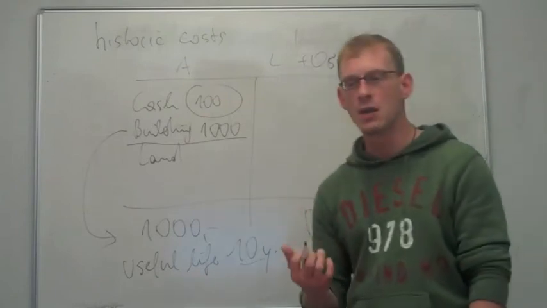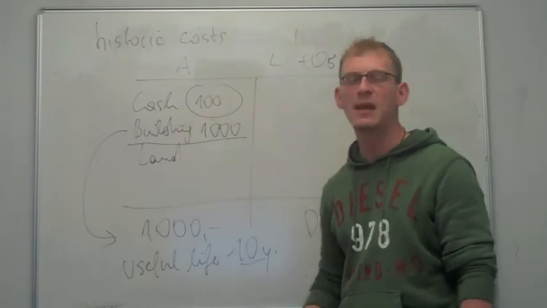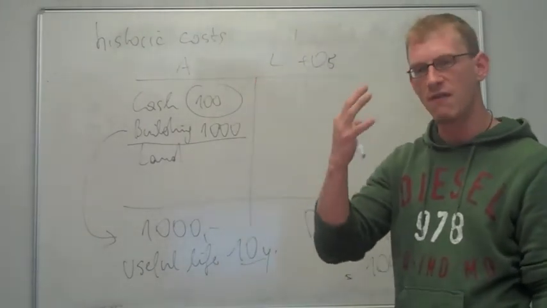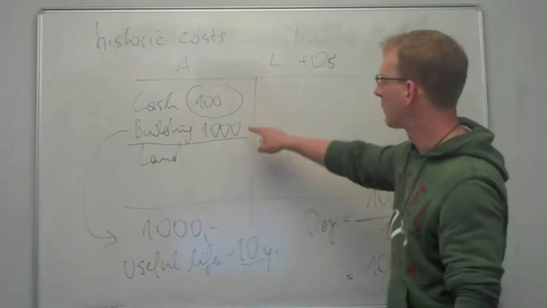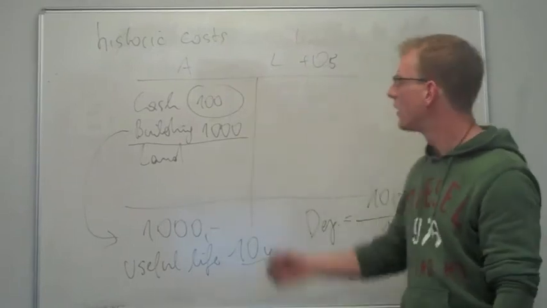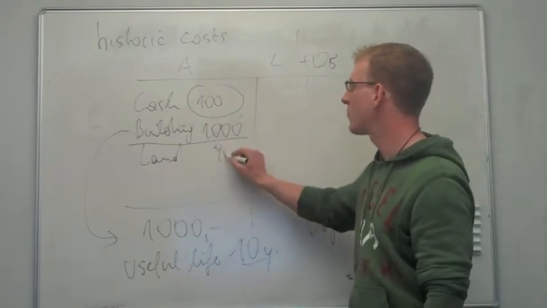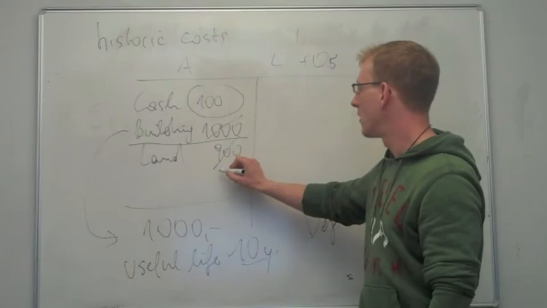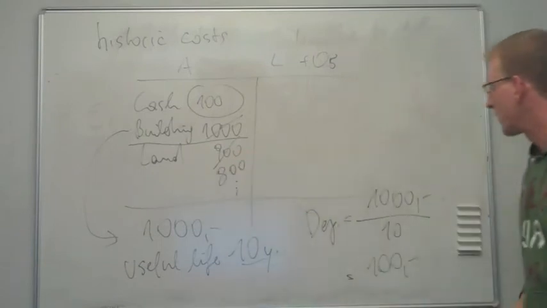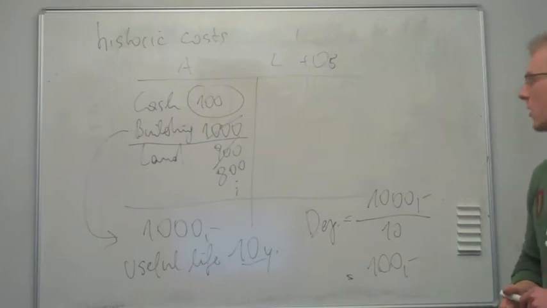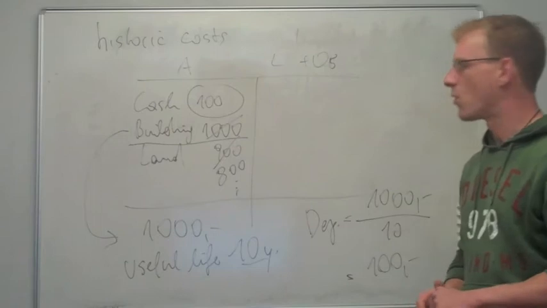What does this number mean? Well, it's relatively simple. It means the asset building loses 100 in value every year. So if this is the balance sheet of the first year, in year 2 I would expect to find here 900, in year 3 800, and so on. Like I said, that is the simplest form, yet in my opinion the most important form. I'll show you one more thing.